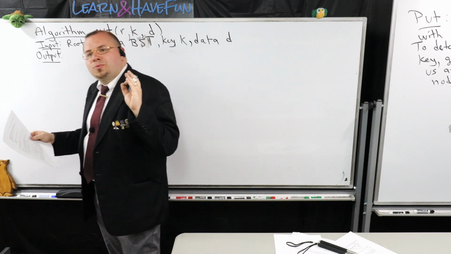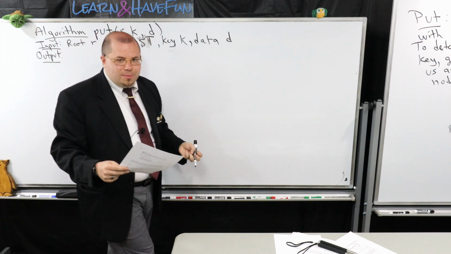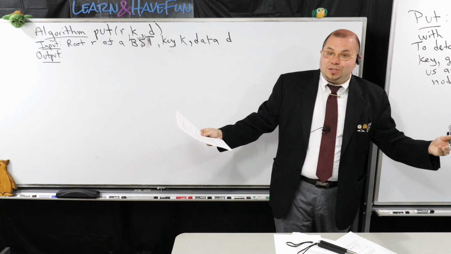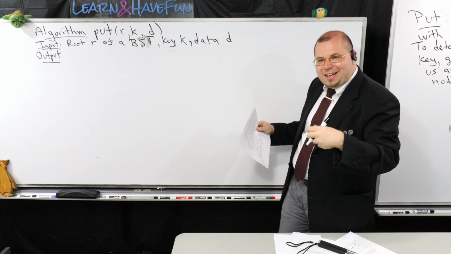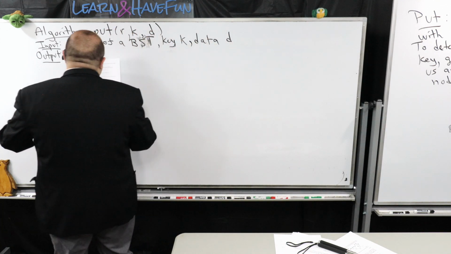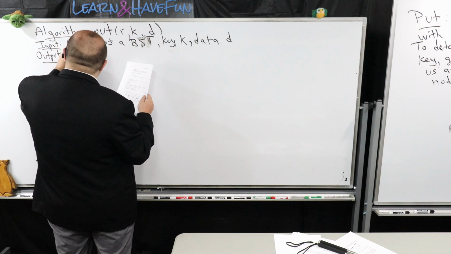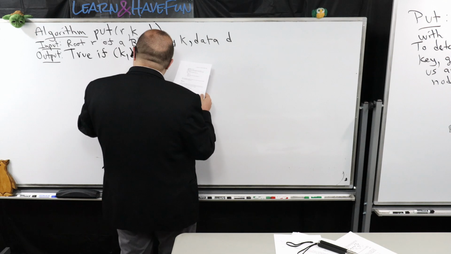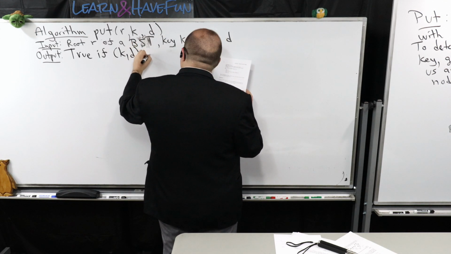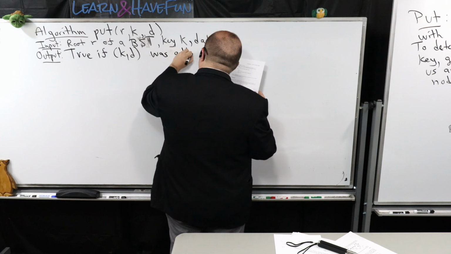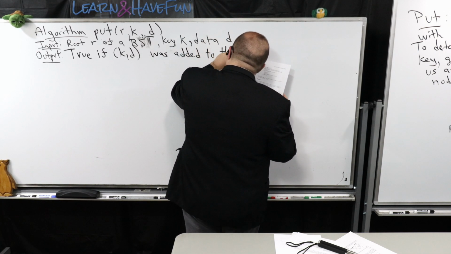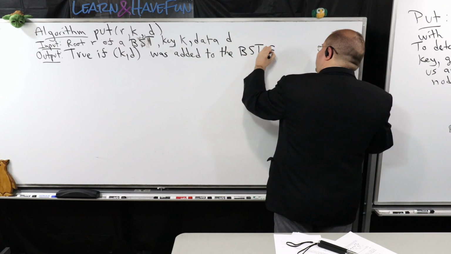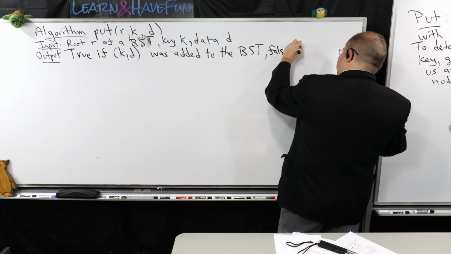This is the way you would see it pop up, for example, in your assignment: it gives you the information to know whether you should throw an exception or not. In the assignment, it's the duplicate key exception. So the output here is true if the insertion was successful, if K and D were added to the BST. False otherwise, meaning that the insertion failed.